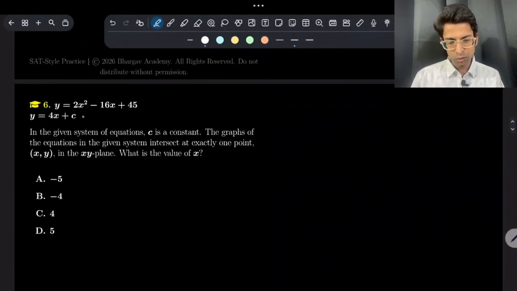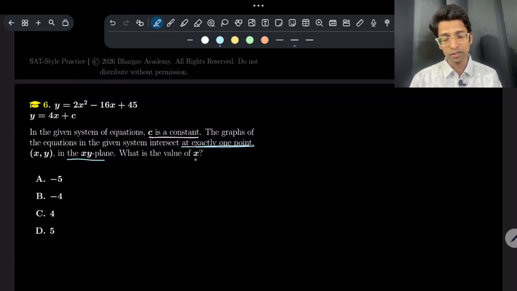Y equal to 2x square minus 16x plus 45, y equal to 4x plus c. In the given system of equations, c is a constant. The graphs of the equations in the given system intersect exactly at one point in the xy plane. What is the value of x? Now please read the question here. He's asking you the value of x, not the value of c. So please be careful here.